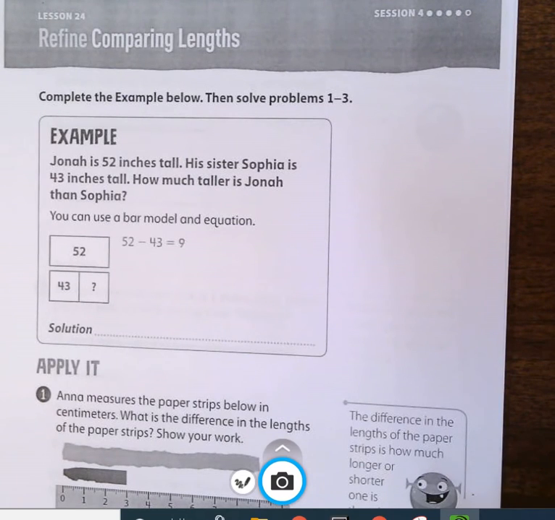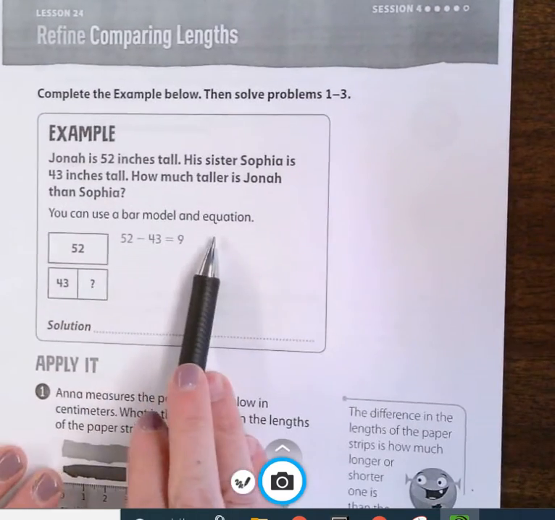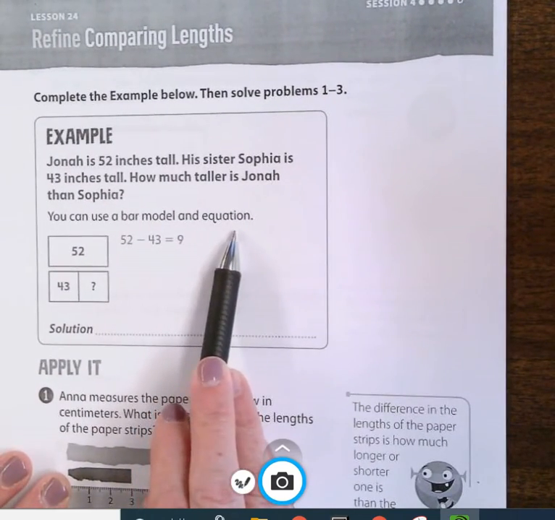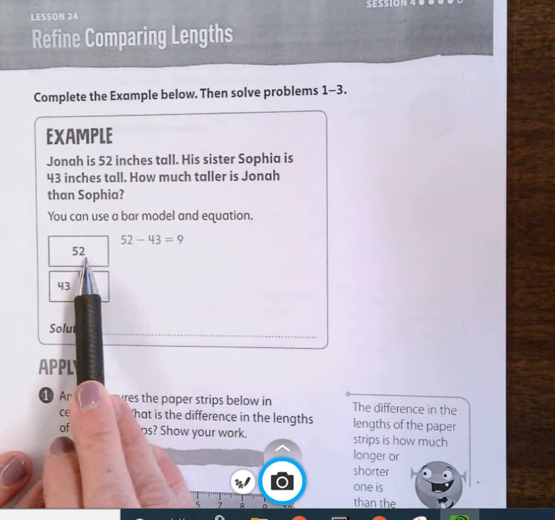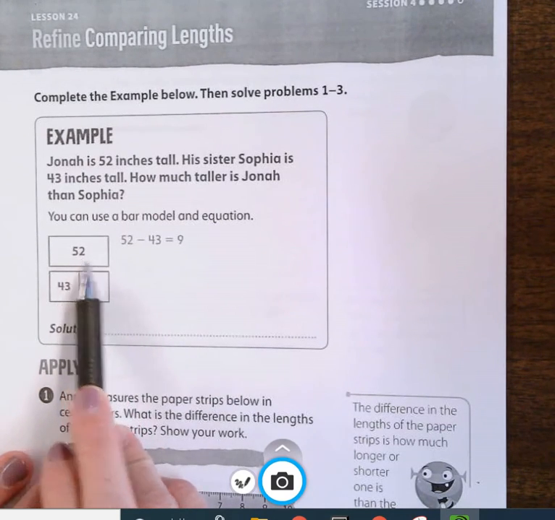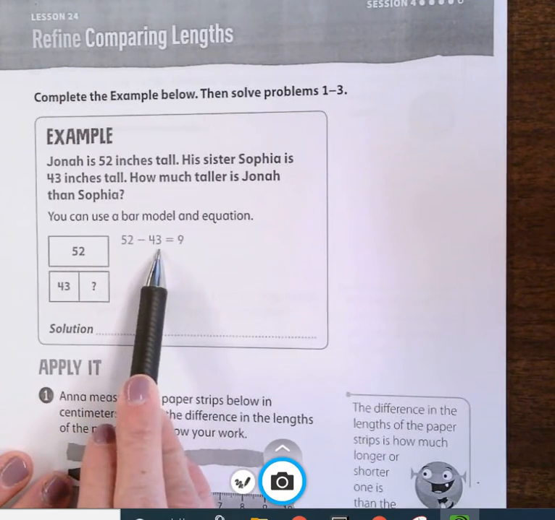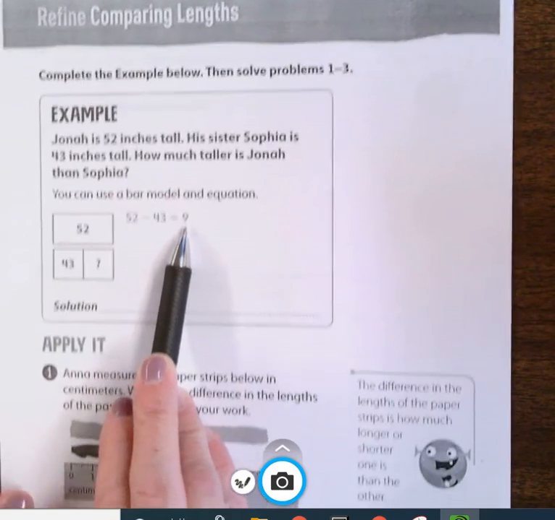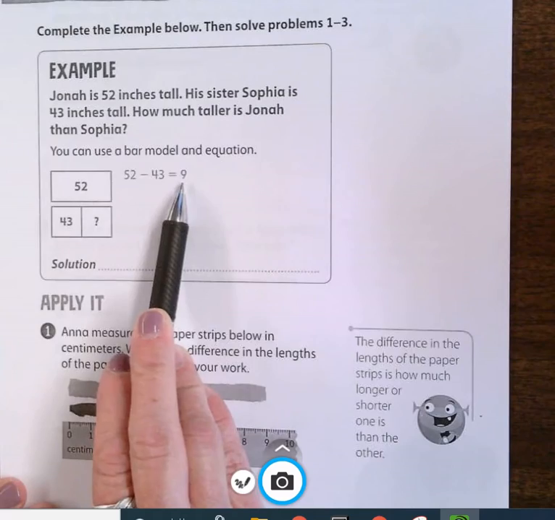Jonah is 52 inches tall. His sister, Sophia, is 43 inches tall. How much taller is Jonah than Sophia? So you can use a bar model and equation. So you're going to take plus 43 equals 52. Or you can say 52 minus 43 equals what? And the answer is 9. So the answer would be 9.